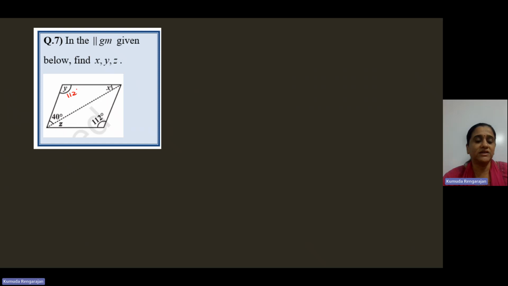Okay, so opposite angles are equal. So Y is 112. And then angle sum property: 112 plus 40 plus X is equal to 180. So you can find X using angle sum property. And then Z. What about Z? 40 plus Z is equal to 180. No, 40 and Z, they don't form a linear pair. Is this angle 180 degrees? If you say 40 plus Z is 180, then is the measure of this angle 180 degrees?